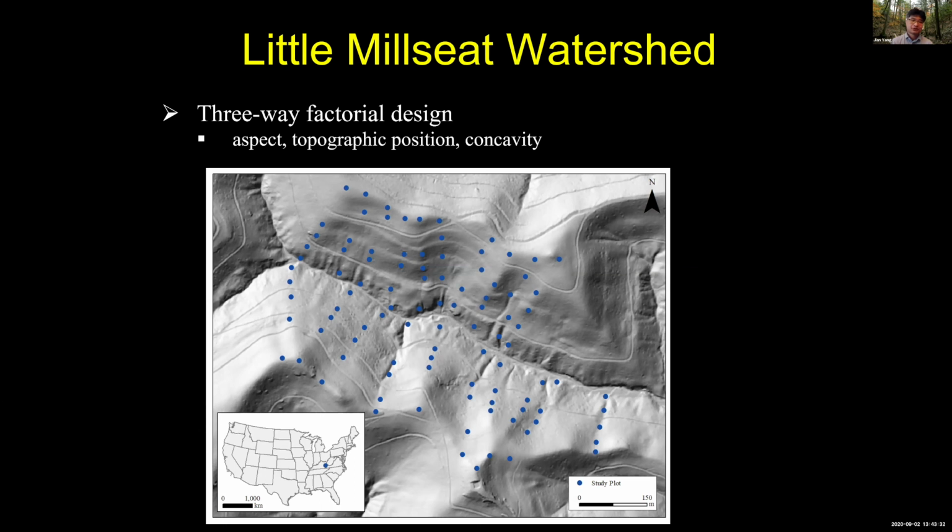So we use a three-way design to look at the aspect, topographic position, and concavity effects on soil moisture variability in Little Millseat.